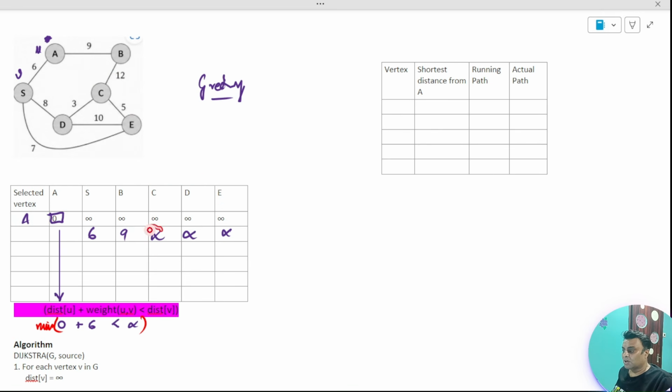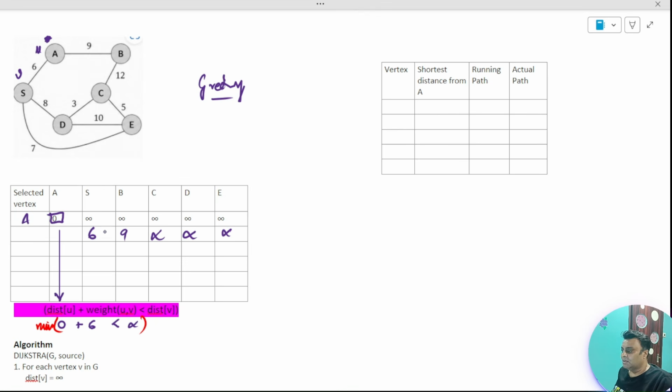Right? Here also what I am doing is infinity plus 0 is infinity, comparing it with infinity, taking the minimum of it. Infinity plus 0 is infinity, comparing to infinity, taking infinity. Infinity plus 0 is infinity, comparing with infinity, taking it as infinity. I hope you are now getting a hang of it.